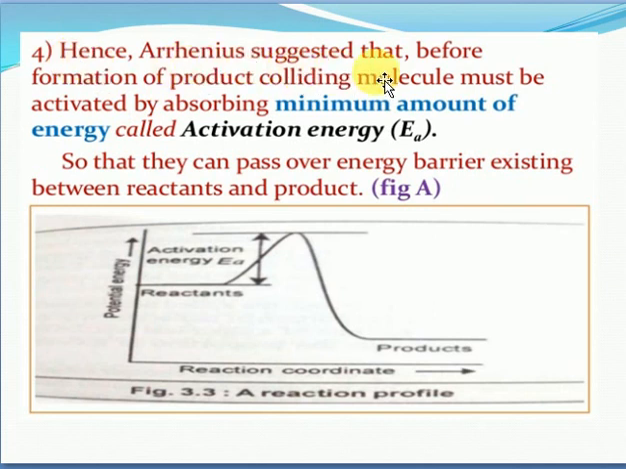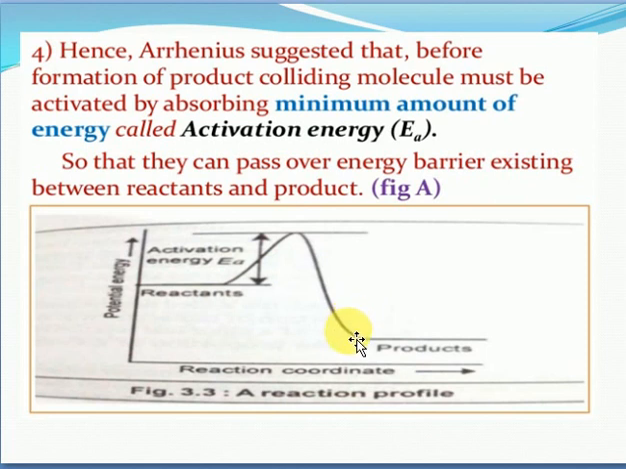Look at it once again. Arrhenius says that before formation of product, the colliding molecule must be activated by absorbing a minimum amount of energy, so they can take part in a chemical reaction. How much heat is required? That is the activation energy, so that they can pass over the activation energy barrier and give product. Look, this is the potential energy, this is the reaction coordinate. This is the reactant molecule. Whenever this reactant molecule gains some amount of energy, only then will it convert into product.